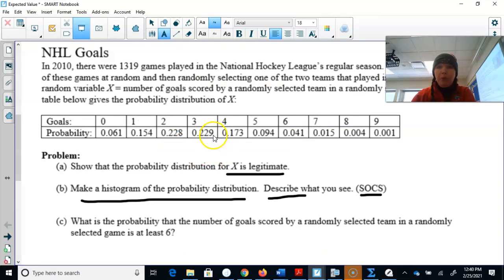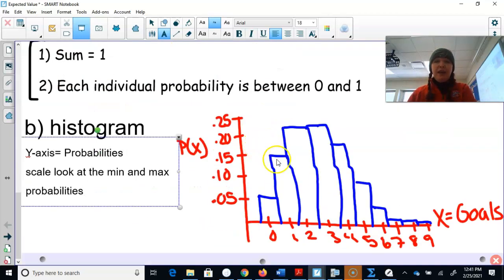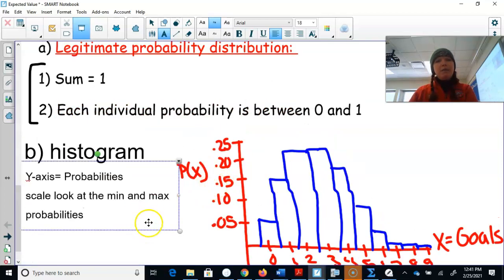So if I look at my distribution here, my maximum looks like it is at 0.229. My minimum is at 0.001. And then it looks like I have a 0.15, I have a 0.09, I have a 0.06, a 0.15. So it makes sense to go by fives, okay? If you need help with how to scale this, just let me know and I'll help you. But again, I looked at my maximum and my minimum to scale the probabilities here on the y-axis.